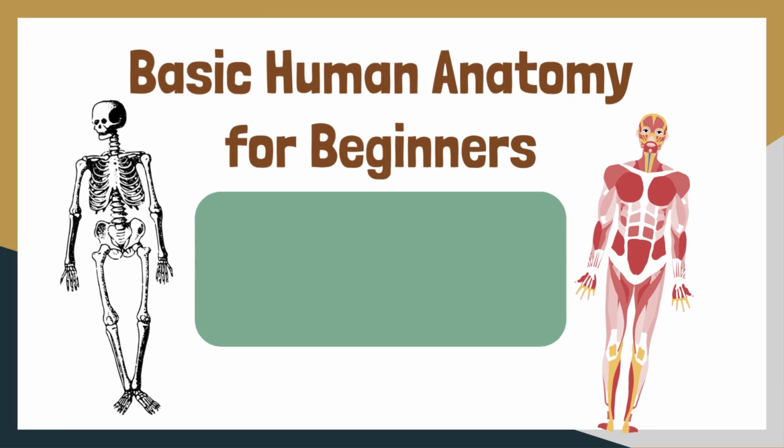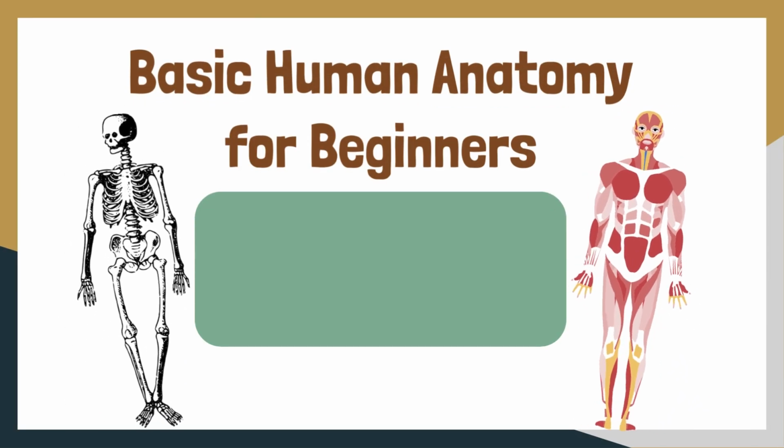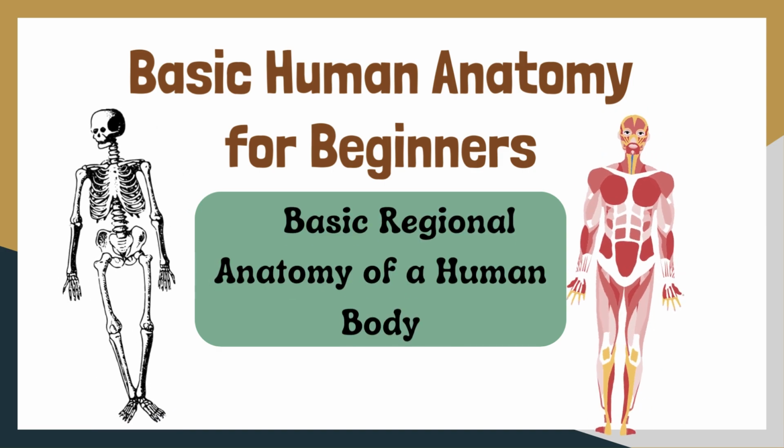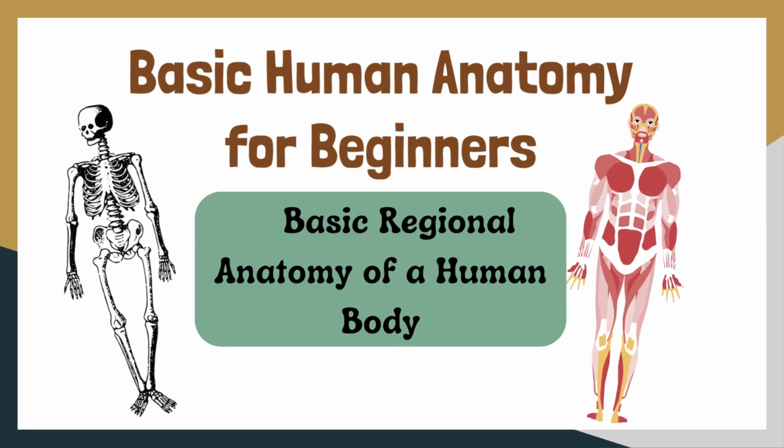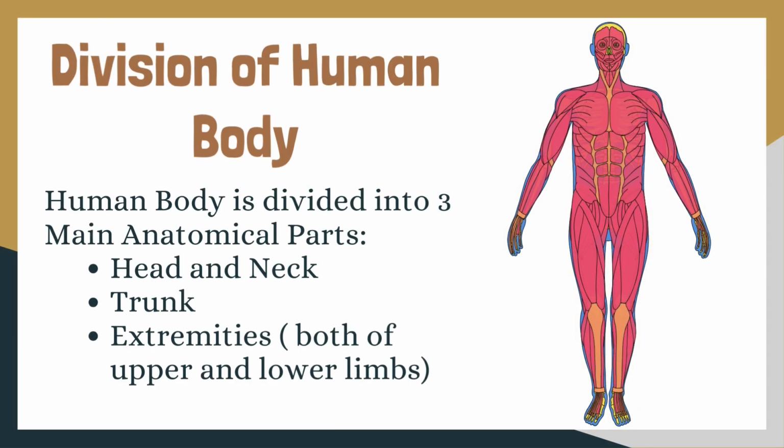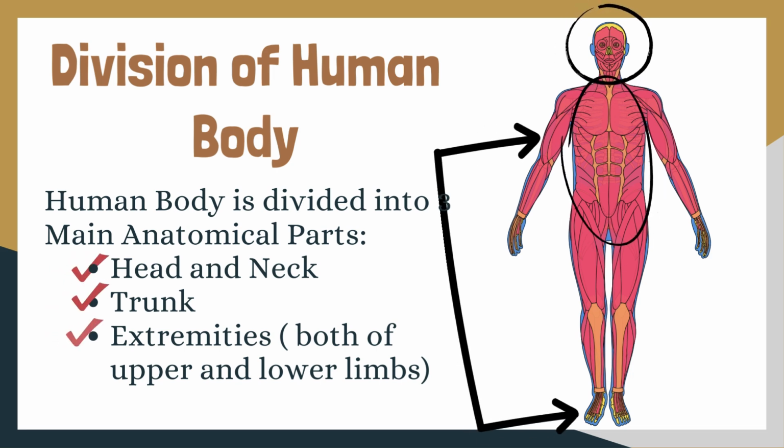This video discusses the basic human anatomy for beginners. It is the basic regional anatomy of the human body. Division of the human body: the human body is divided into three main anatomical parts: head and neck, trunk, extremities.